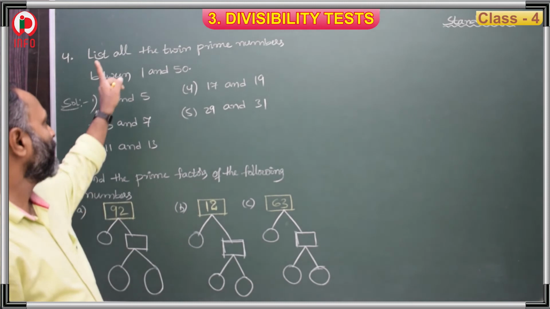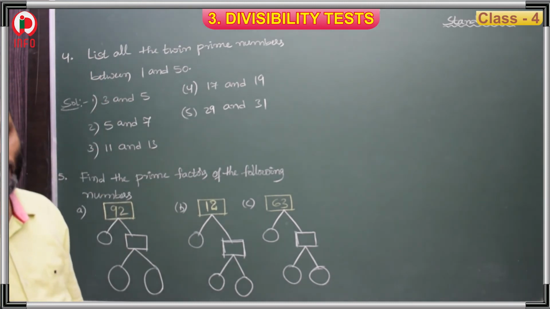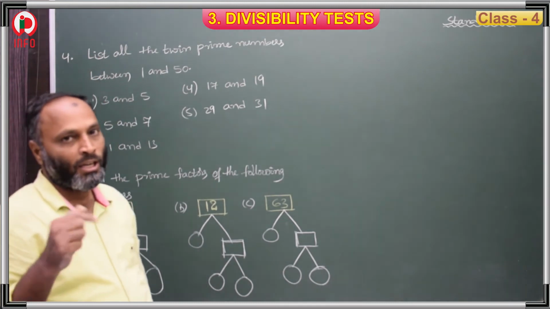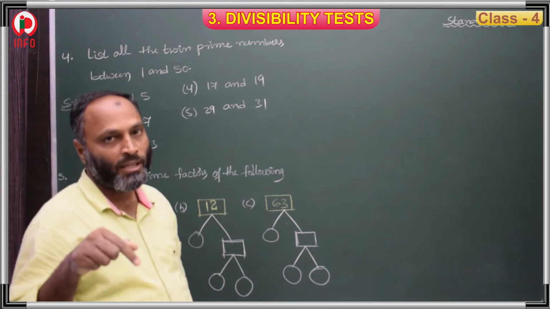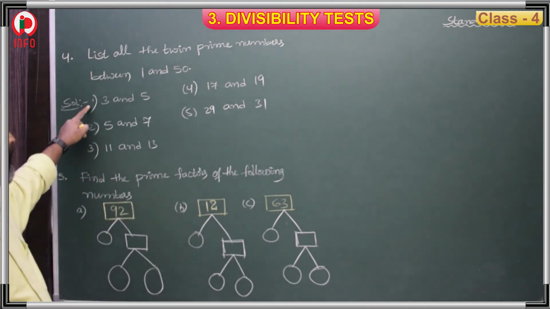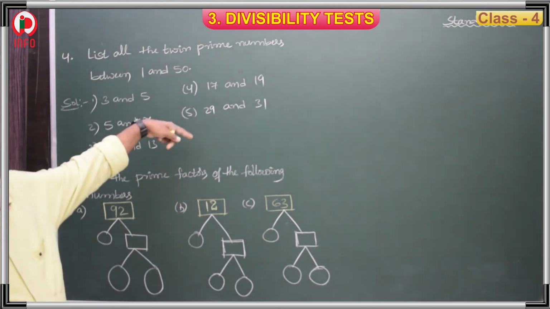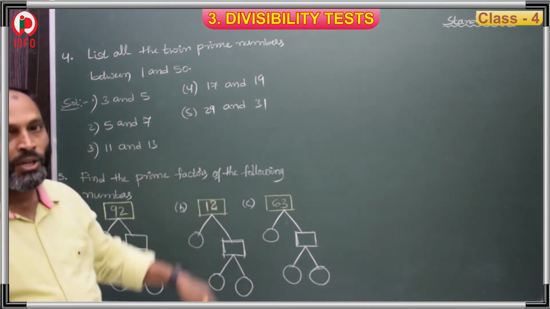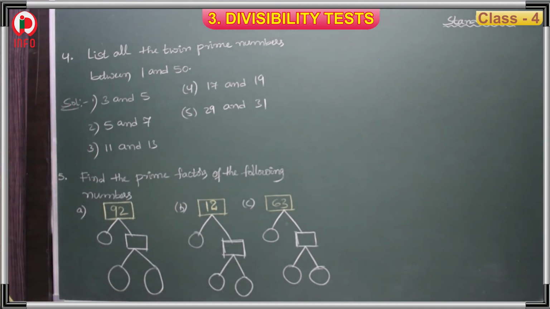So, the remaining twin prime numbers. Twin primes are two prime numbers with one composite number in between them. I wrote 5 here. If there are one or two more, that is your home assignment. Now find the prime factors of the following numbers.